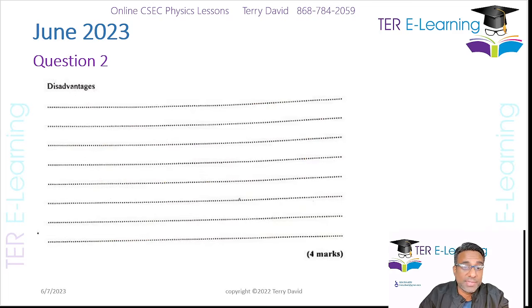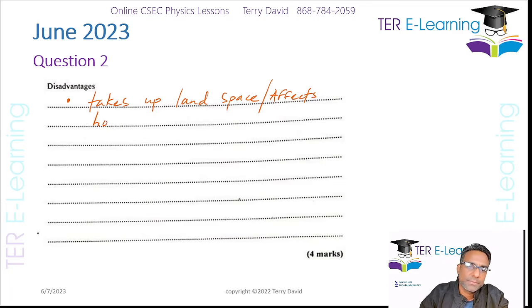What are the disadvantages? In terms of disadvantages, one, it takes up land space. But it's not just a matter of taking up the land space. This land space could have been used to plant food. So it affects housing and agriculture. We live on islands here, so we kind of have to manage our land use properly. So it takes up land space.